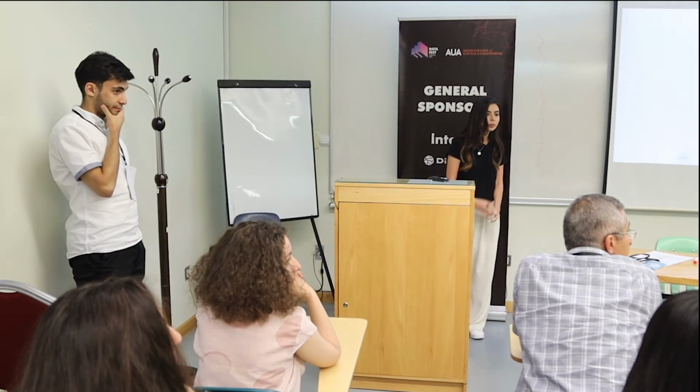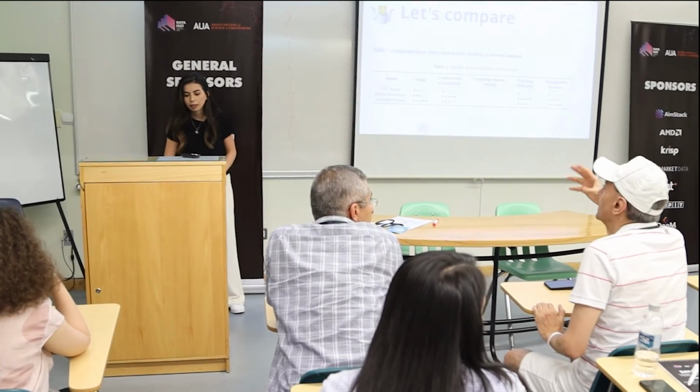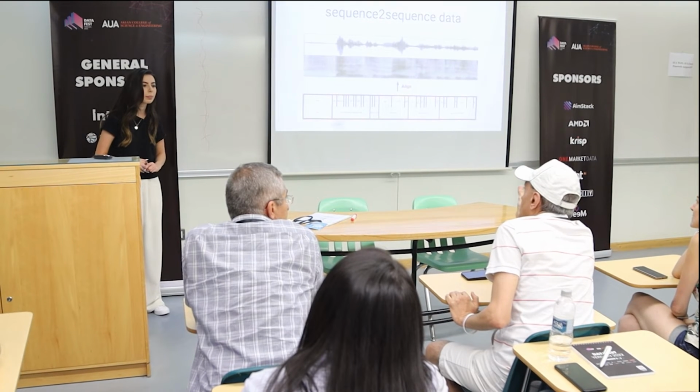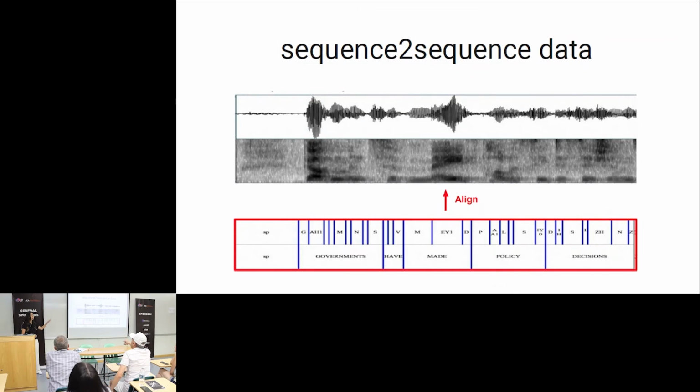Questions? One question. You talked about the frames. Every frame has several probabilities. Can you elaborate on that? How do they calculate the probabilities for every frame? You spoke about this alignment.